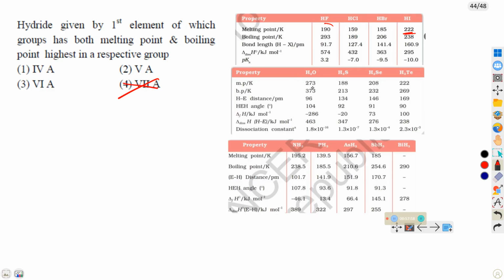Now check the 6A group. H2O melting point value is more, as well as H2O boiling point value is also more. So first element H2O melting and boiling point values are high. 5A group, once check it. Melting point value is high, but BiH3 boiling point value is high. No doubt, oxygen family.